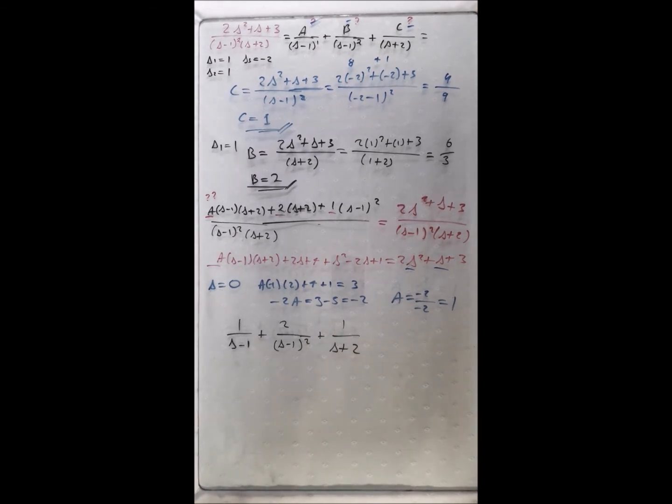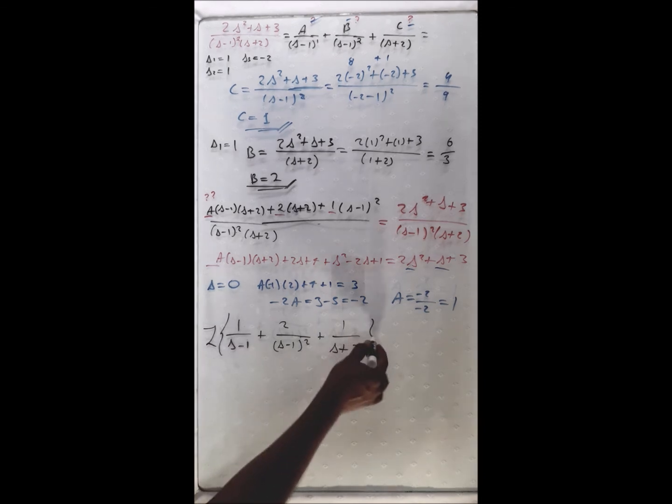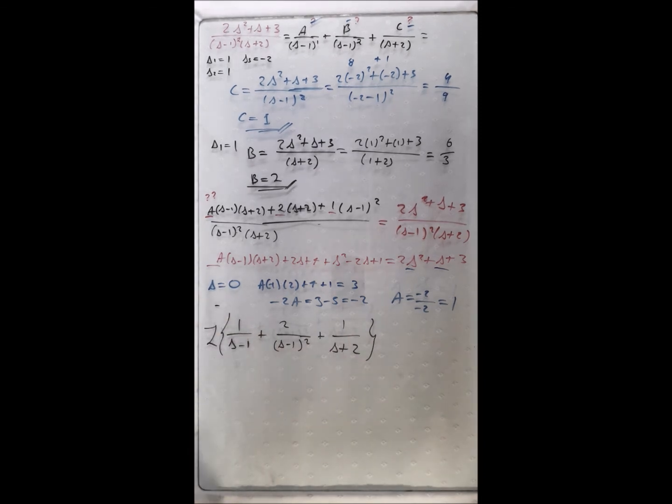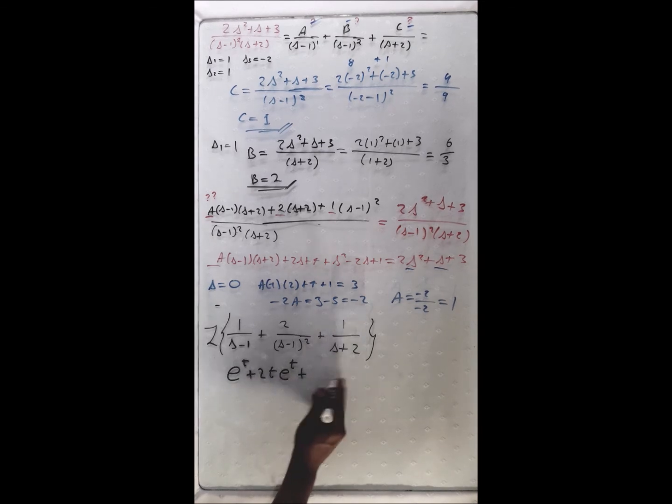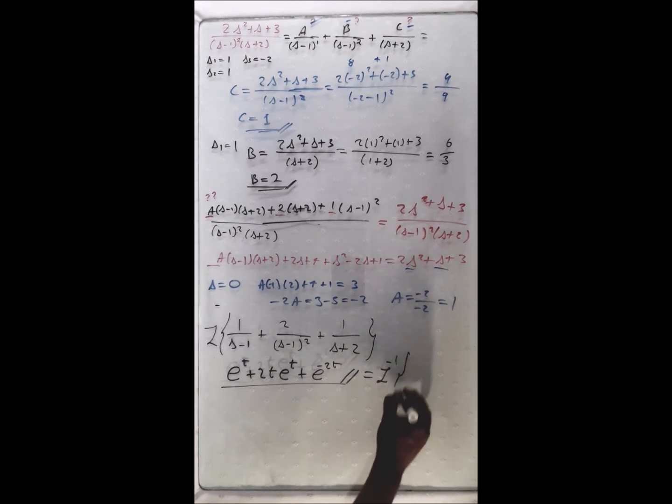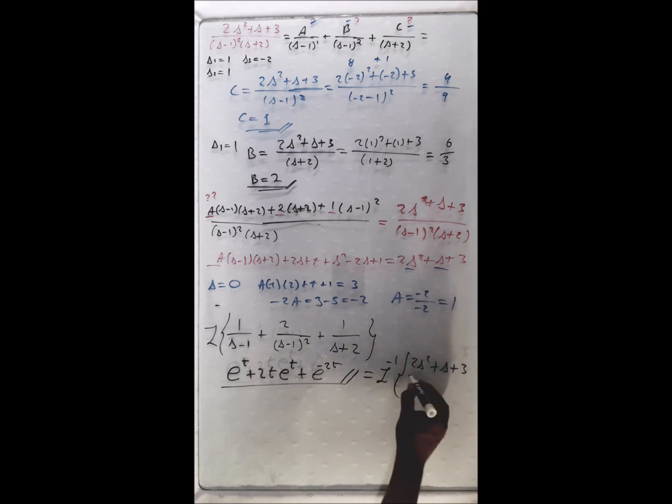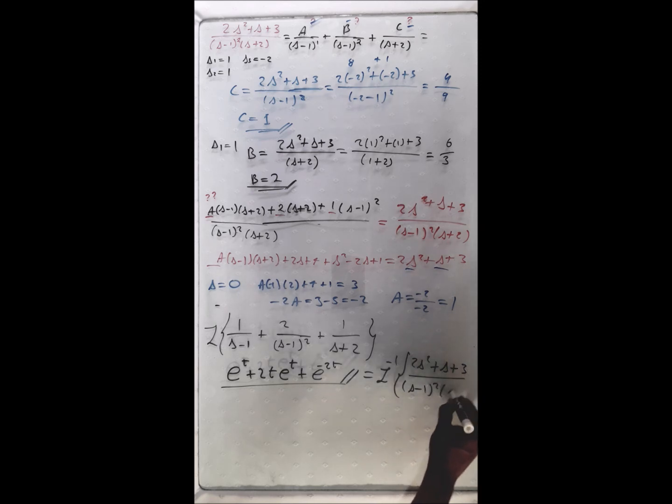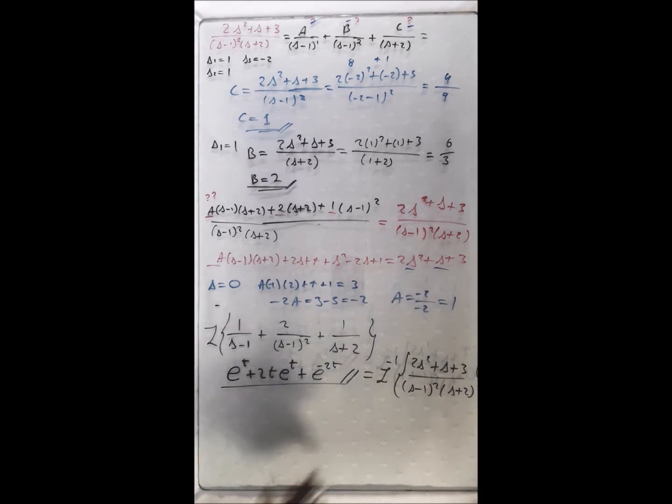Now, if this is an inverse transform, assuming that the problem asks you for the Laplace inverse, then the Laplace inverse of this is just exponential of t plus 2. The 2 goes outside of the Laplace inverse. The Laplace inverse of this, if you check your formulas of the Laplace inverse, is going to be t exponential of t, plus the Laplace inverse of this is going to be exponential of minus 2t. And this is the Laplace inverse of the original fraction, 2s squared plus s plus 3 divided by s minus 1 squared times s plus 2. So this is the result of the Laplace inverse of that fraction.